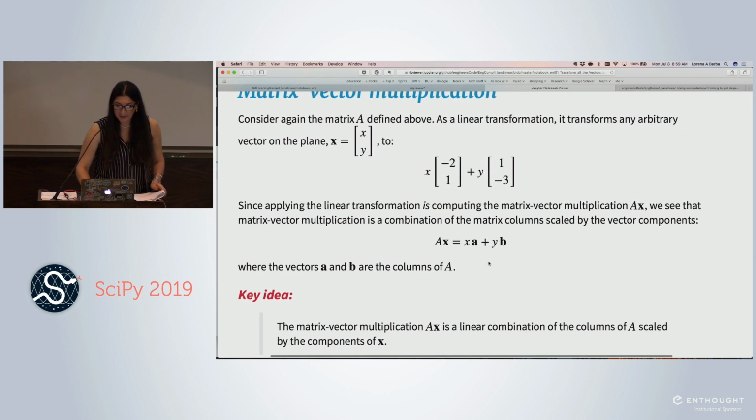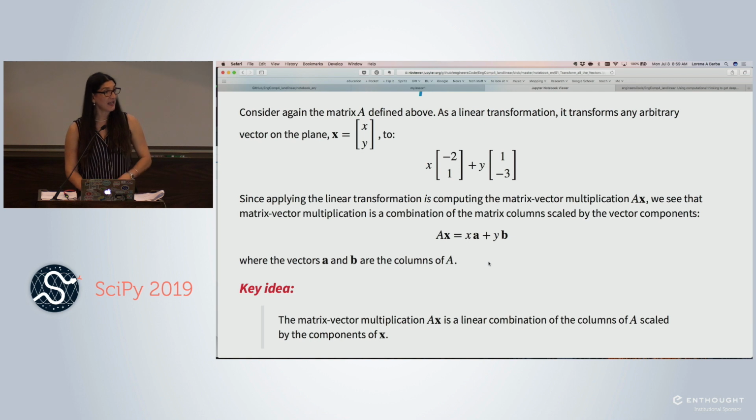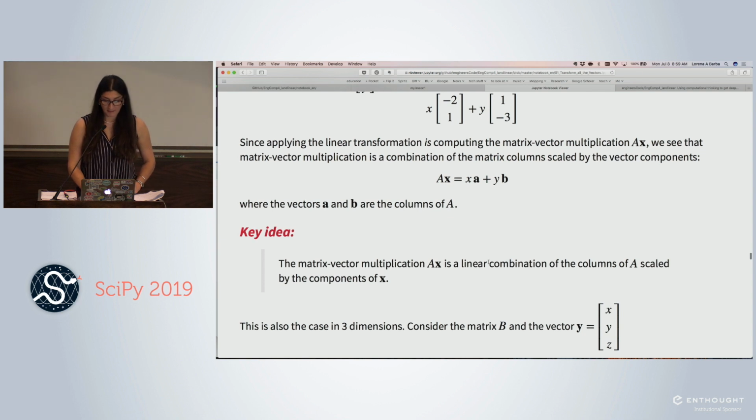This is, in fact, how we built it. So the matrix vector multiplication is a linear combination of the columns of A scaled by the components of X. That is a key idea that is much easier to use than the rote formulas that you learn in a typical linear algebra class. And this also generalizes to higher dimensions.